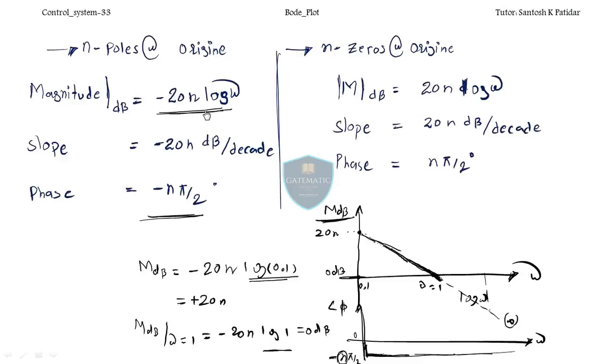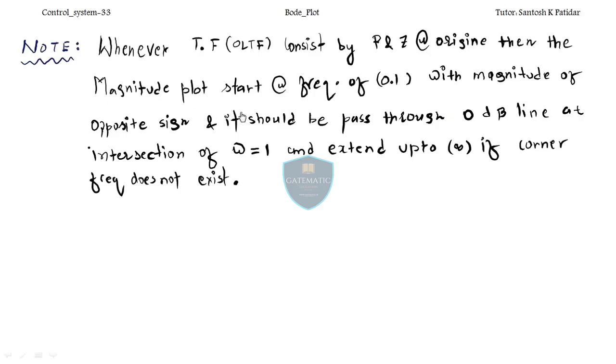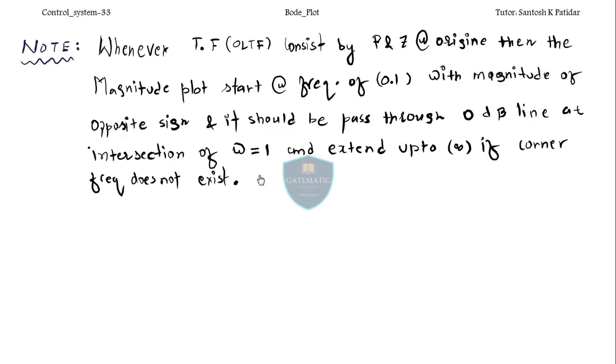So directly, this is the point for remembering: it will take the opposite sign of the magnitude. It should pass through the 0 dB line at the intersection of omega equal to 1 and extend up to infinity if the corner frequency does not exist. This is the same in both cases. Okay friends, so don't worry about this.